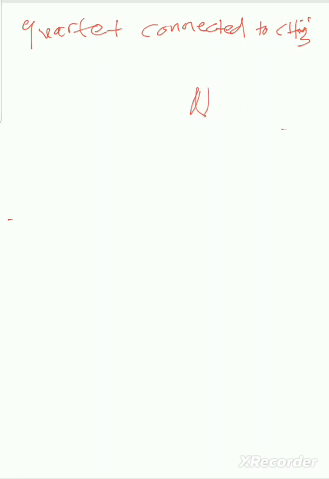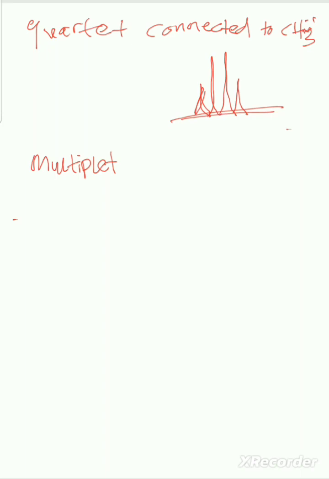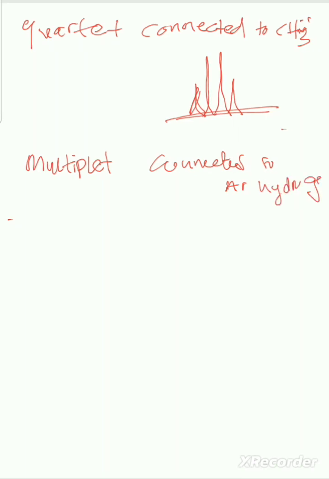These are 4 peaks, which is a quartet. These are the peaks that show that this is a quartet. Then let's look at the last one, which is the multiplet. When the peaks are more than 5, we say a multiplet, which can be connected to aromatic hydrogens, a benzene ring, and so forth.